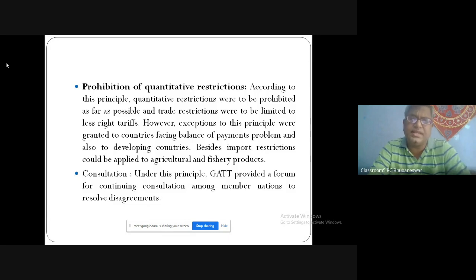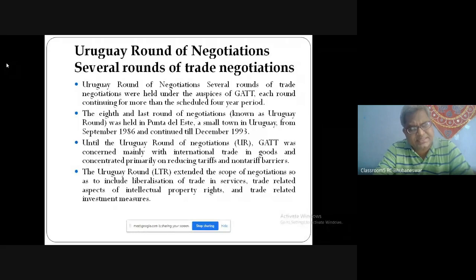It is another principle. Quantitative restriction means prohibiting some possible trade restrictions, limited to lower tariffs. It means you impose a lesser amount of tariffs or duty on a particular country. A simple example: import restrictions can apply to agriculture and fishery products. Suppose India is exporting fishery products or some agricultural items, the tariffs can be reduced, and that is the way through which restrictions can be removed. Another one is consultation with regard to negotiations. In the GATT, some rounds of talks have to take place with each other. Several rounds of talking to each other means meetings, and you may call these meetings rounds.